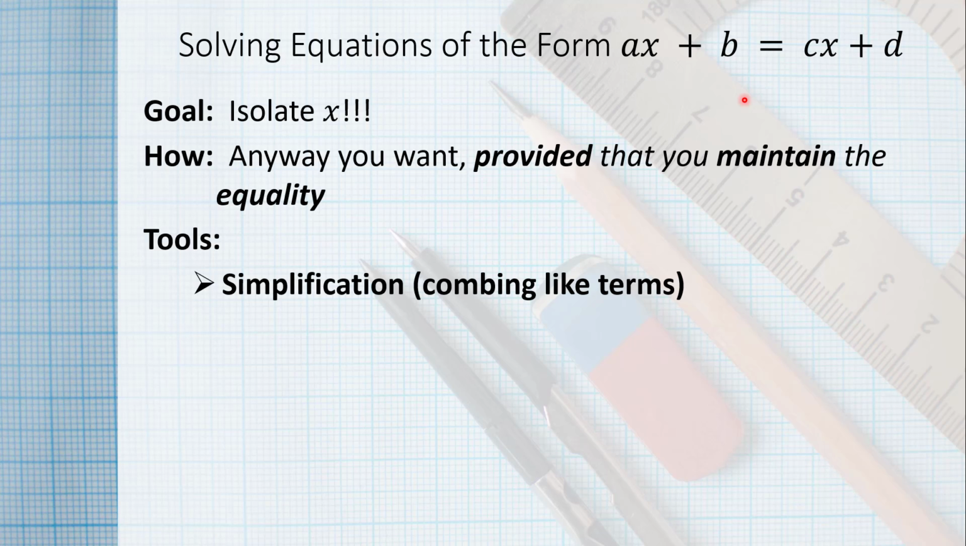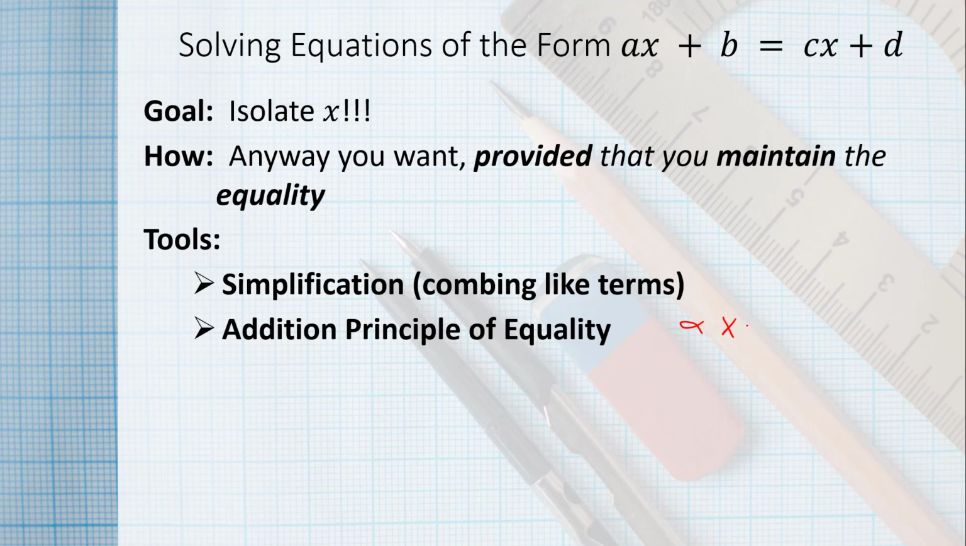The first one is simplification, or combining like terms. And if you remember, like terms are those terms that have the exact same variable and the exact same exponent. We can use the addition principle of equality to move whole terms around. For example, we can use it to move ax over here, or to move d over here. Once we have done that, we will have an equivalent equation that looks something like this: some number, I'm going to call it alpha, times x is going to be equal to some other number, I'm going to call that beta.